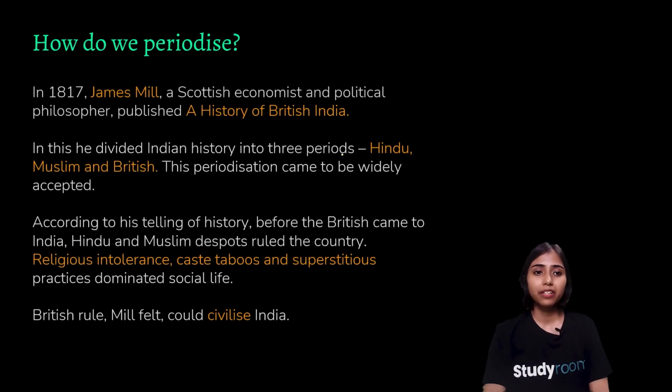Moving on, how do we periodize? In 1817, James Mill, a Scottish economist and political philosopher, published A History of British India. In this, he divided Indian history into three periods: Hindu, Muslim, and British. This periodization came to be widely accepted.